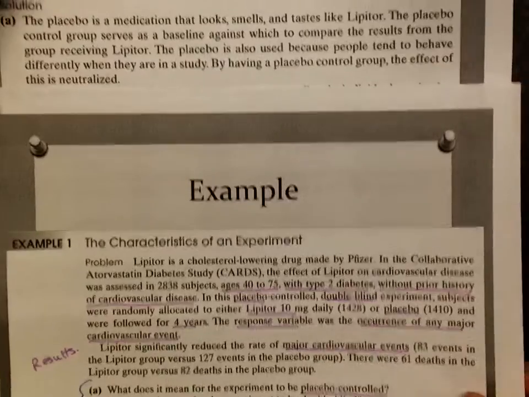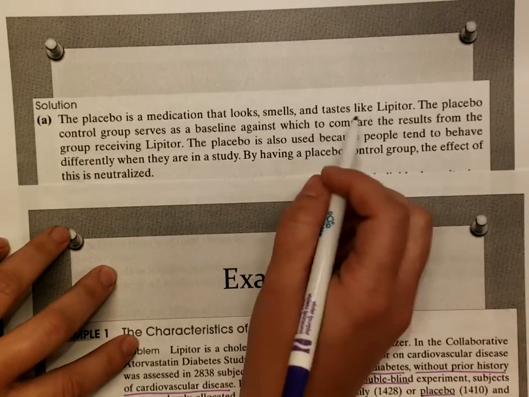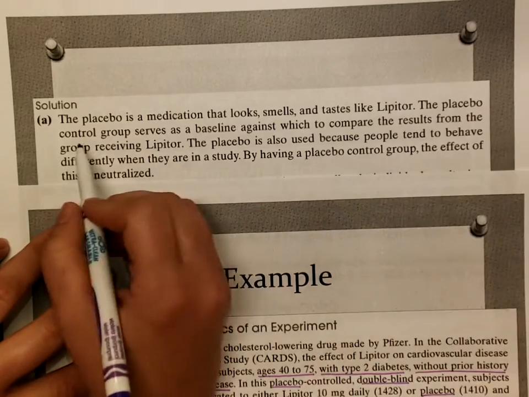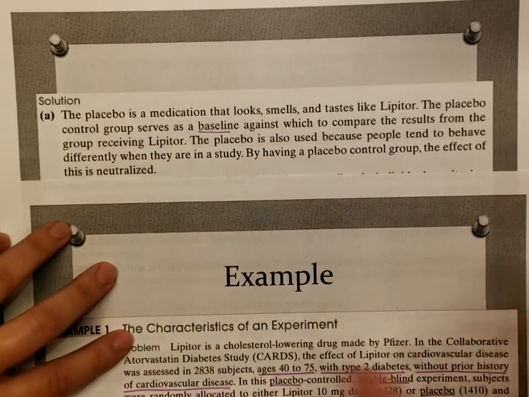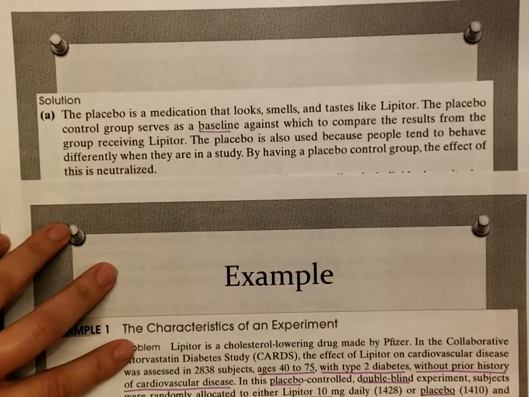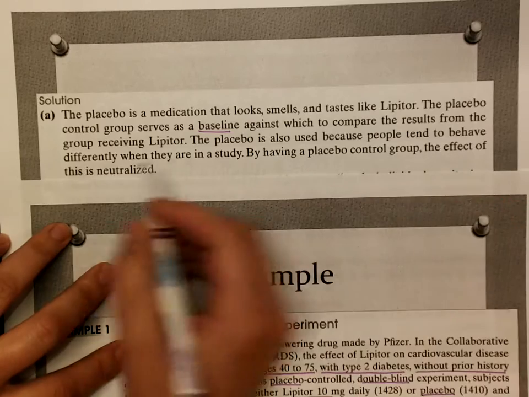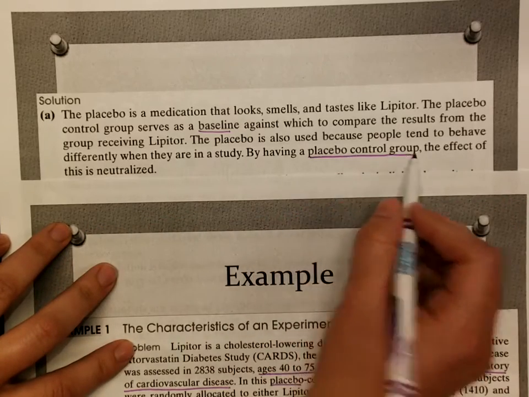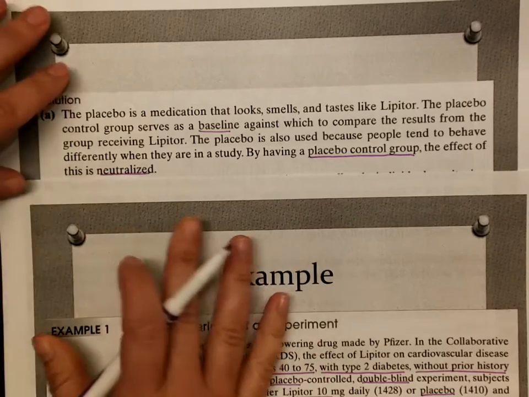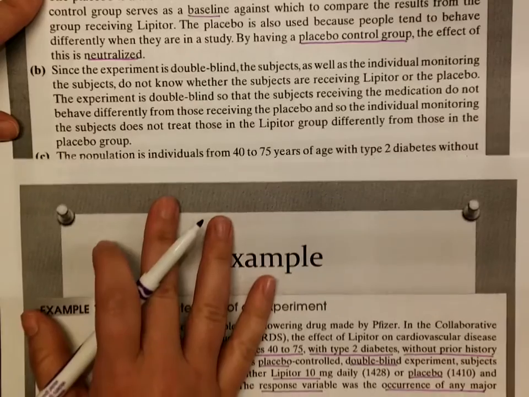So for part A, it says the placebo is a medication that looks, smells, and tastes like Lipitor. The placebo group serves as a baseline, and you don't have to be this detailed in your response. The book's just kind of explaining it all. This placebo is used because people tend to behave differently when they are in a study. So by having a placebo control group, the effect is neutralized. So it's a fake medication.